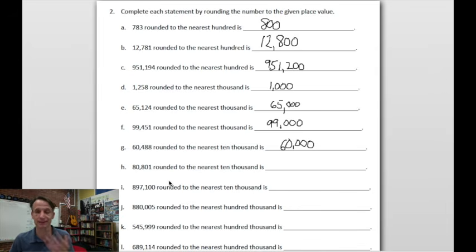You could probably glance at this. I'm going to spill the beans. You could probably glance at this and say, that rounds to 80,000 because look, there are no thousands. But quickly, 80,000 is our base point, obviously. 90,000 is 10,000 more. Midpoint is 85,000. This falls below, rounds down to 80,000. That's the full thought process.